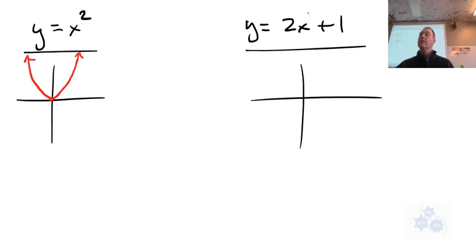This one over here, y equals 2x plus 1, is a straight line. It's a linear function. It's got a slope of 2 and an intercept of plus 1. So here's plus 1. We go 1, 2 over 1. It's a straight line that looks like this. So we should know how to graph that or do a rough sketch of those. Okay, so let's see what happens.